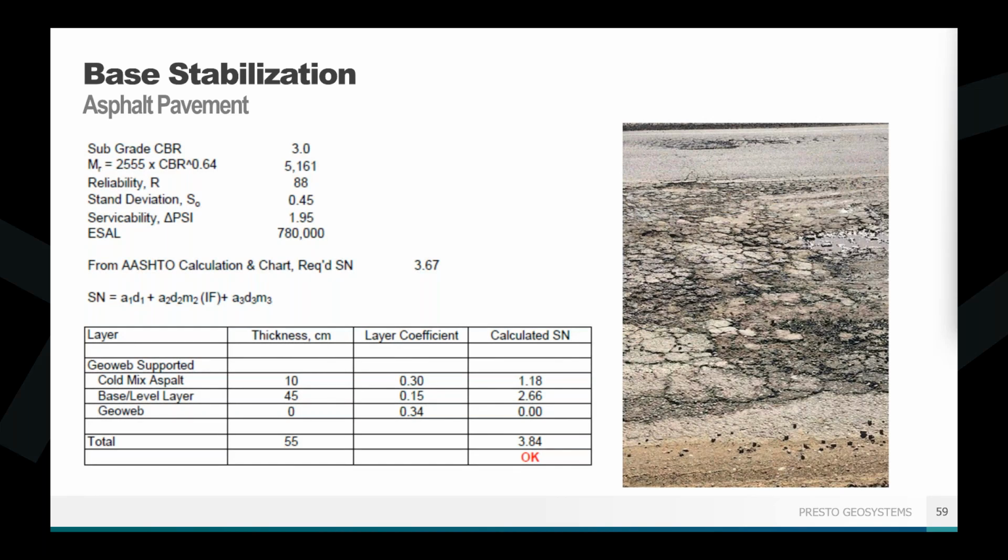And so this was what the AASHTO number was with no GEOWEB reinforcement. So it had a structural number of 3.84. And this was based on the number of ESALs, so the number of passes over there, and on the different level coefficients based on a cold mix asphalt and then an aggregate base layer.